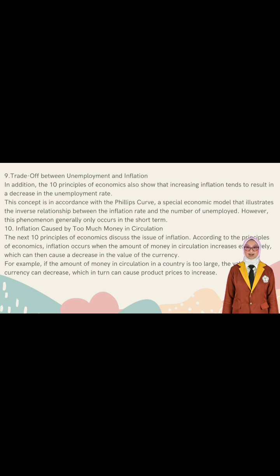10. Inflation caused by too much money in circulation. The next of the 10 principles of economics discusses the issue of inflation. According to the principles of economics, inflation occurs when the amount of money in circulation increases excessively, which can then cause a decrease in the value of the currency. For example, if the amount of money in circulation in a country is too large, the value of its currency can decrease, which in turn can cause product prices to increase.